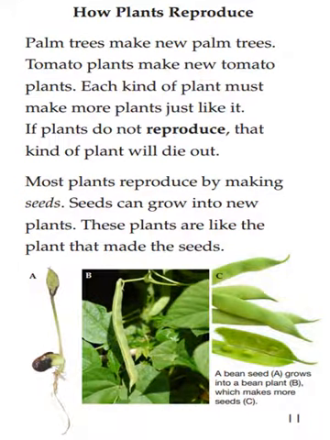Palm trees make new palm trees. Tomato plants make new tomato plants. Each kind of plant must make more plants just like it. If plants do not reproduce, that kind of plant will die out. Most plants reproduce by making seeds. Seeds can grow into new plants. These plants are like the plant that made the seeds.